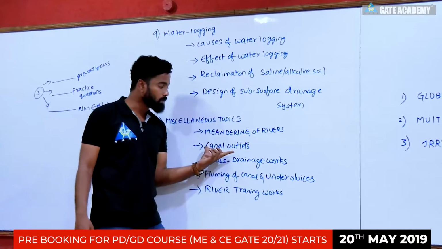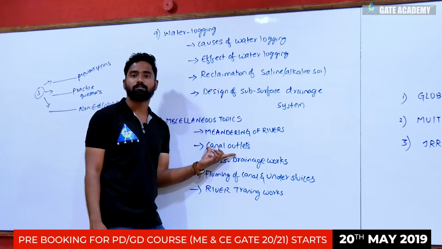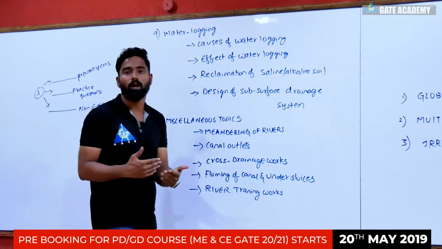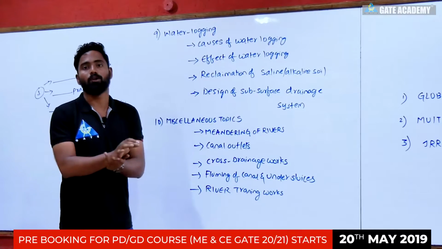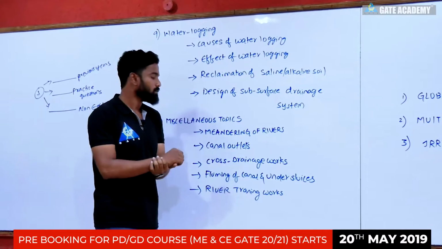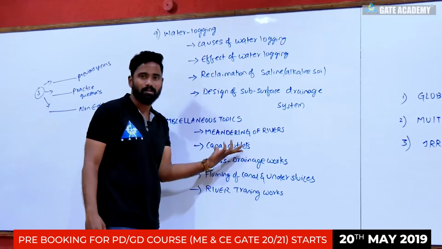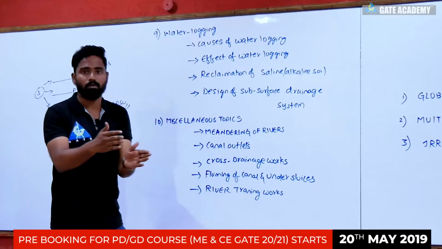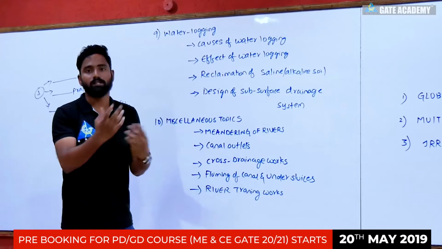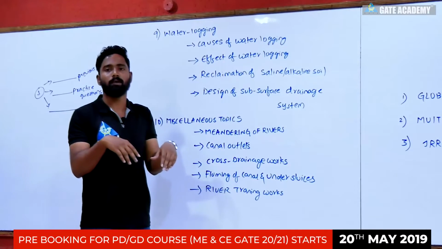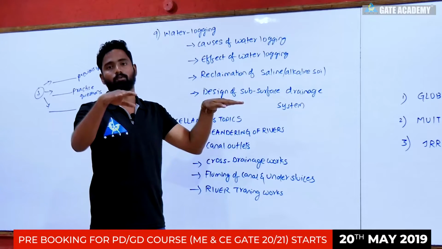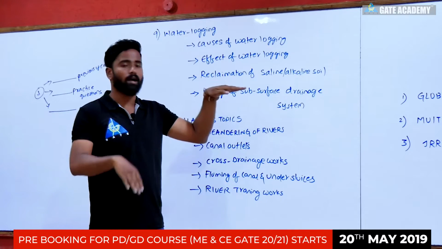And then canal outlets. Last time a question was asked from canal outlets. There are non-modular outlets, semi-modular outlets, modular outlets. A GATE question was asked as the following. Very simple thing, 3 different types of outlets will be there, and what is this outlet, what is that outlet, is basically based on the water in the water course and the water outlet, or in the canal and the water outlet.